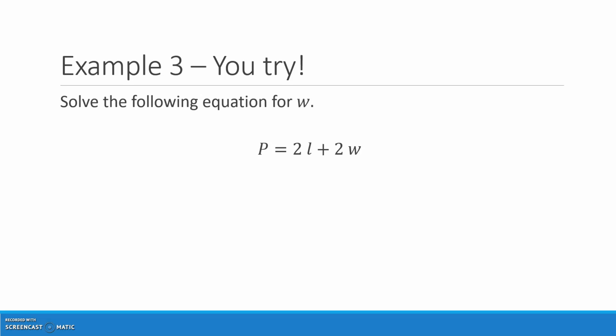All right, try this one. Pause the video, come back, and we'll check our answers. All right, so we need to put a box around w, and then we've got 2 times w, or 2l plus 2w. And because all of this is being added to 2w, I'm going to subtract it.